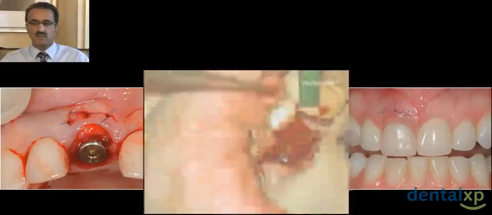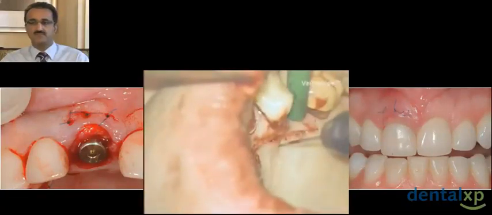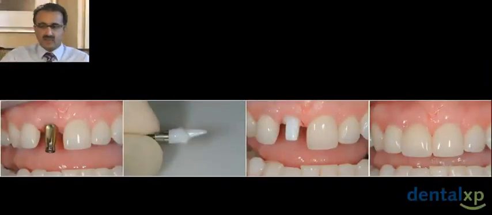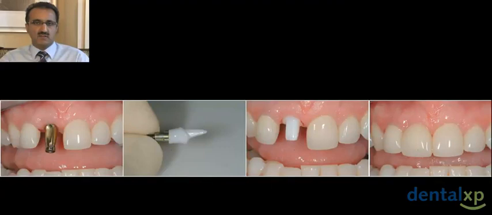And here it goes. We'll just watch it. There we go. We can see that we can close that very easily with sutures to seal it up. You may get a little bit of sloughing, but it tends not to be particularly uncomfortable for the patient.